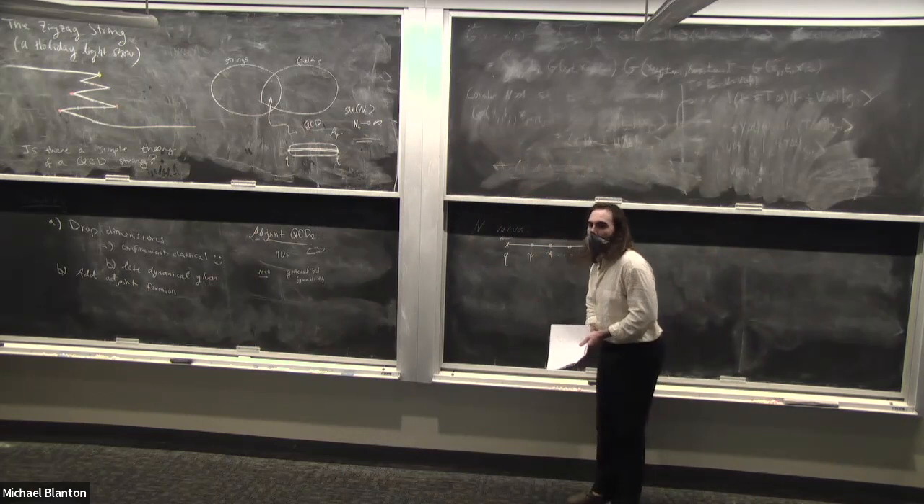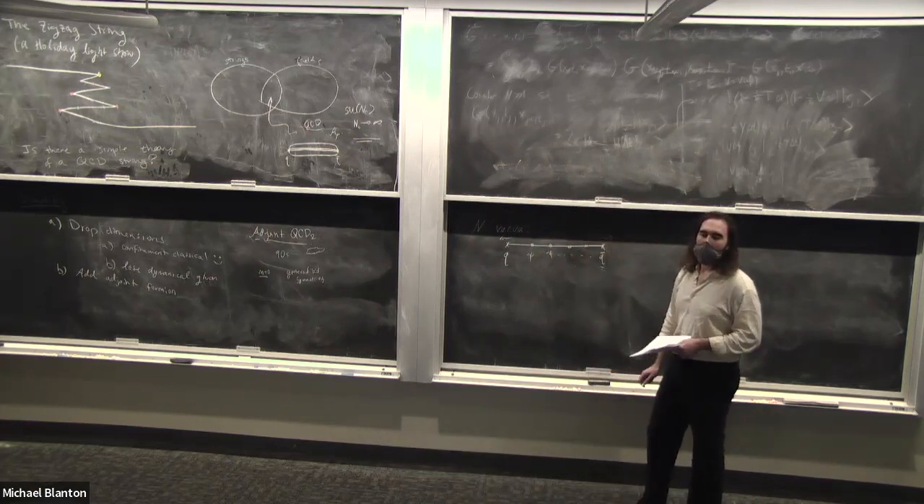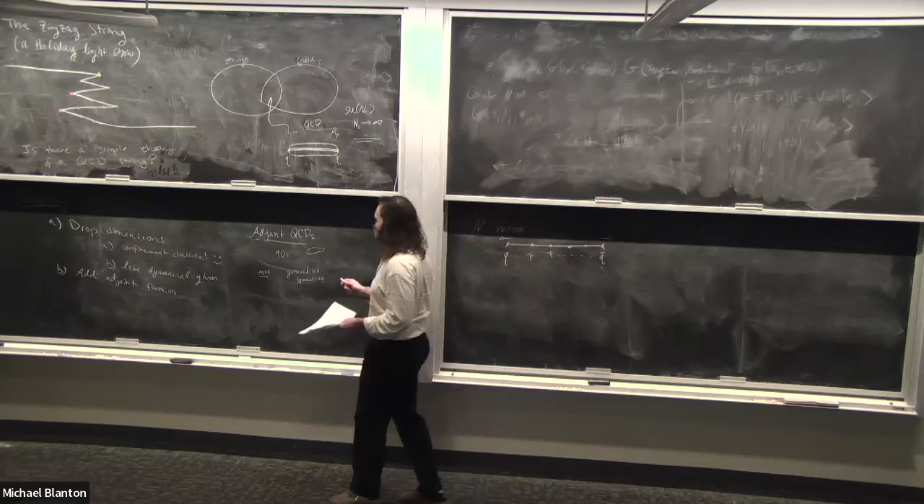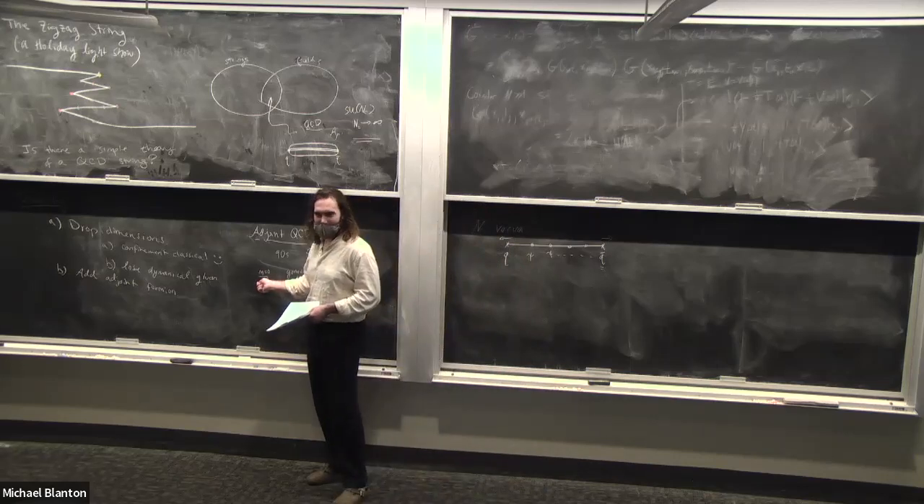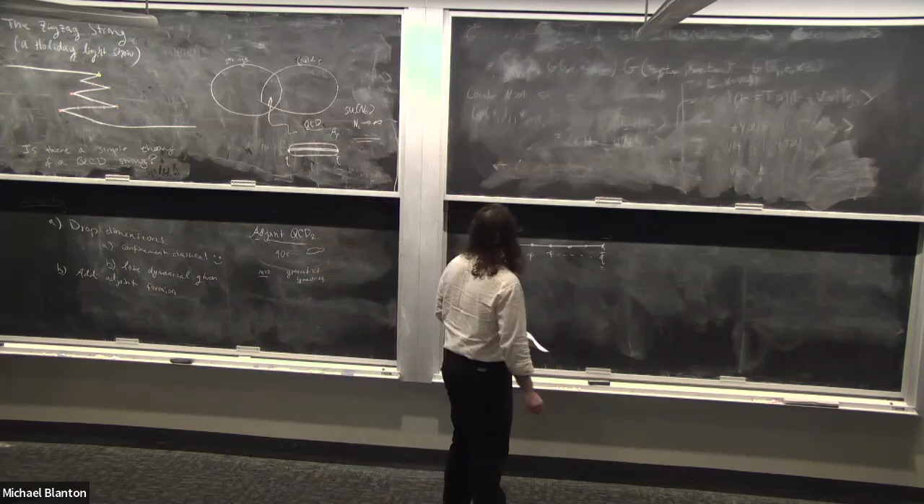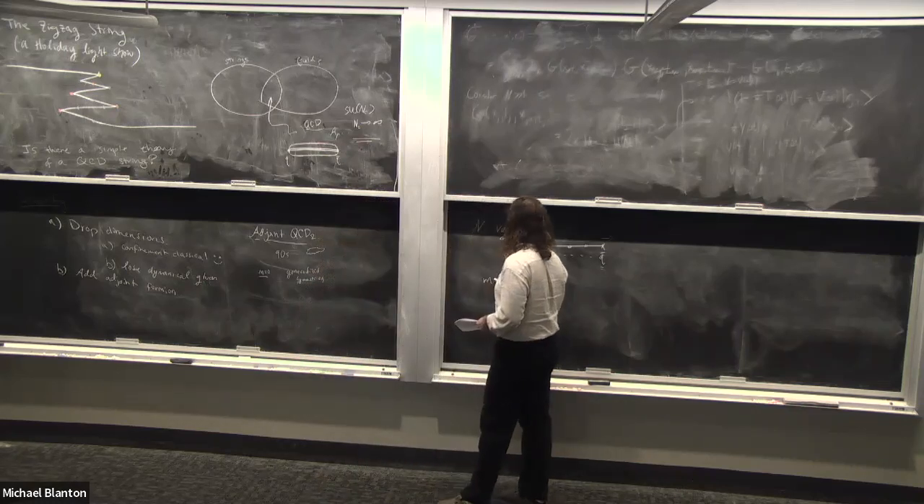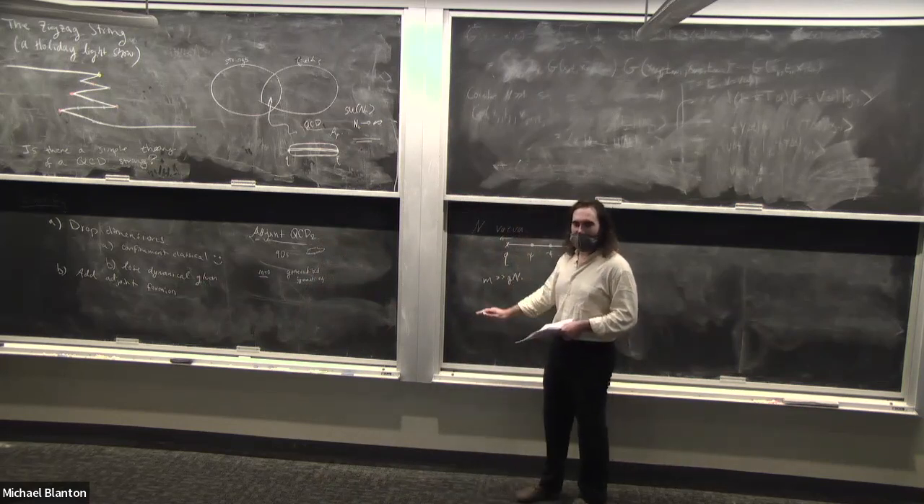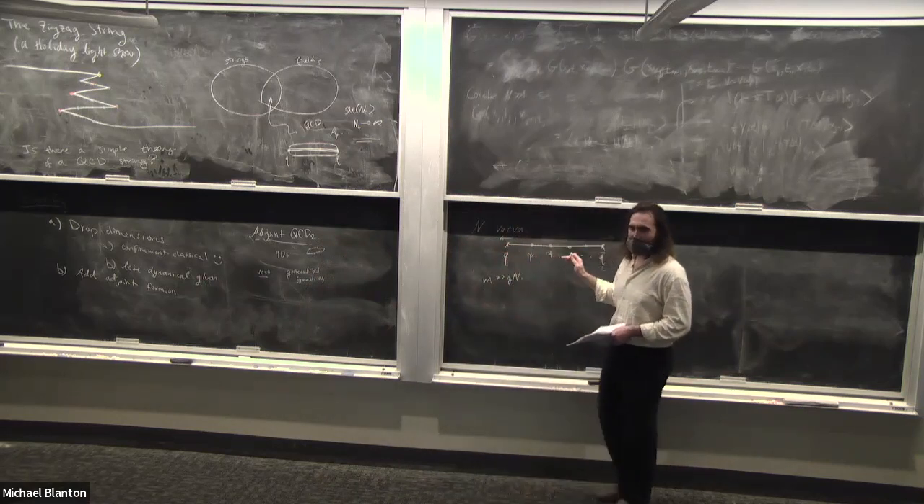What would happen to the endpoint charges? Would they be screened by the dynamical adjoint or not? That is a very difficult question that has been argued for many years and depends on the mass. Recently, I believe... we'll be interested in the case that the mass is very large. In that case, it's not screened and you do have confinement.